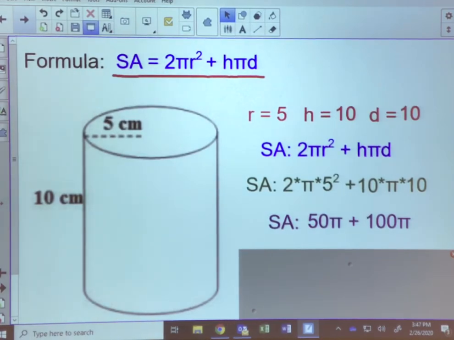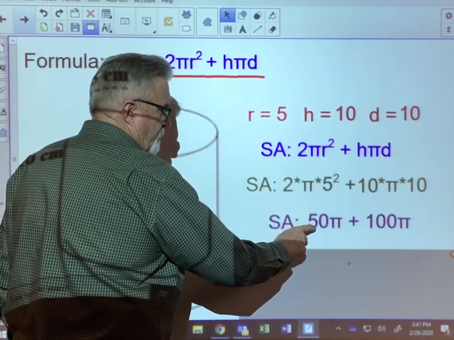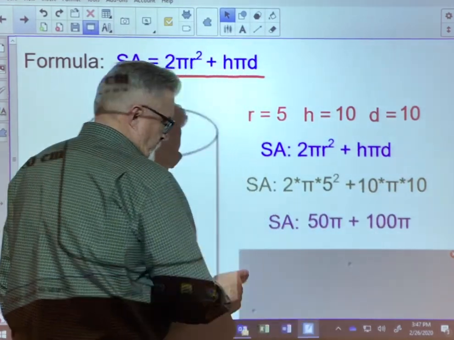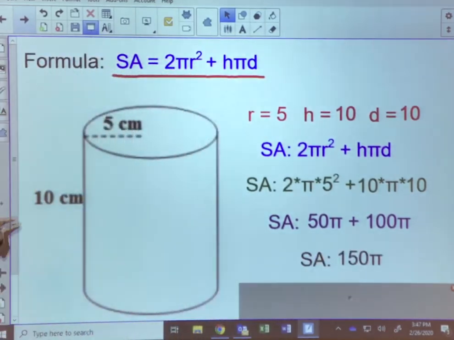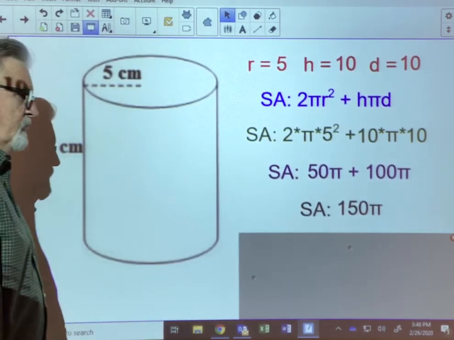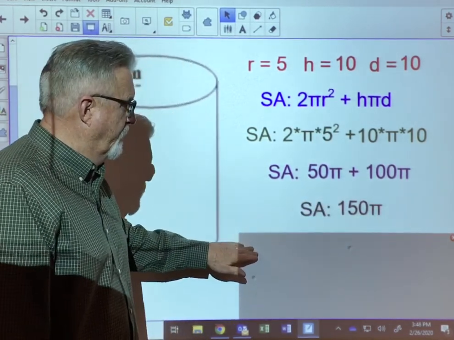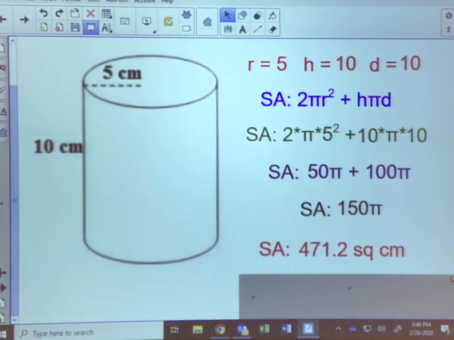When we enter this correctly and hit enter, it's going to give us 150 pi, but the steps are, 5 squared is 25 times 2 is 50, that's where the 50 pi came from. 10 times 10 is 100, there's where the 100 pi came from. We put that together, and that's 150 pi. Now, we know that we can convert that into an estimate, because pi is not an exact number. This number is actually more exact than the number we're going to come up with. If we hit that conversion key and round it to the nearest tenth, we're going to come up with a surface area of 471.2 square centimeters.